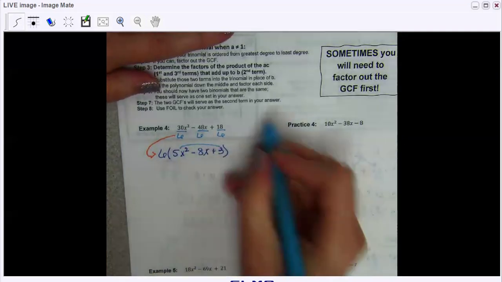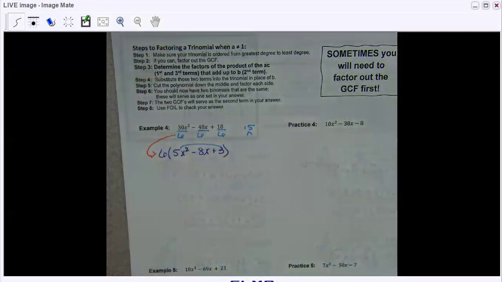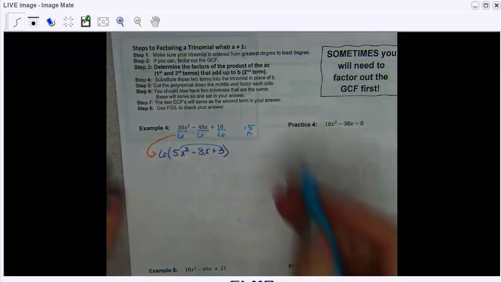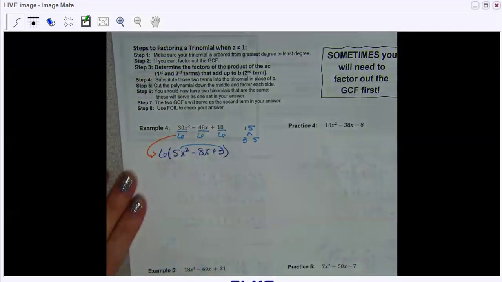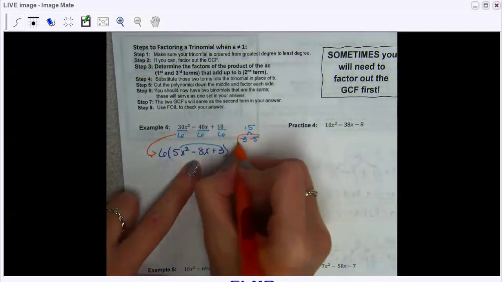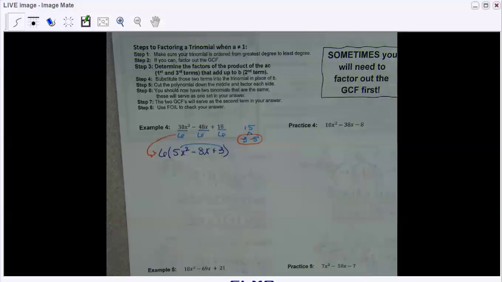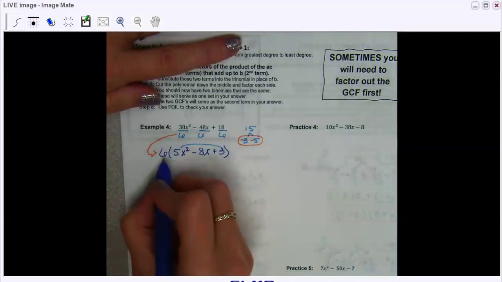We're going to find factors of 15 that give us a -8. Now, you should be able to see automatically it's 3 and 5. And because it's a -8, it's going to be -3 and -5. Okay. So let's go ahead and finish solving this just like we did before. Do not forget the 6 though.